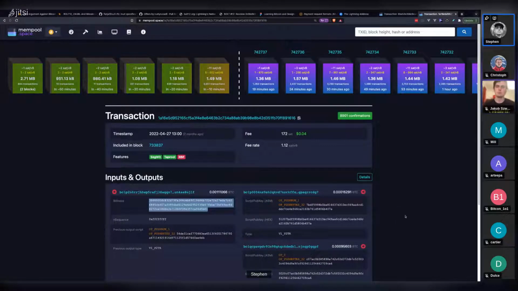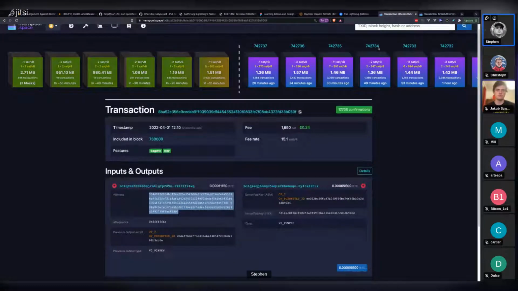And the thing about it that's really cool is that Schnorr signatures are so much smaller. So this means that we can cram more transactions into a block. Look how full the mempool is right now. Well, we can fit more transactions into a block if they're smaller. So that's really cool. But Schnorr signatures also provide a lot of other good things.